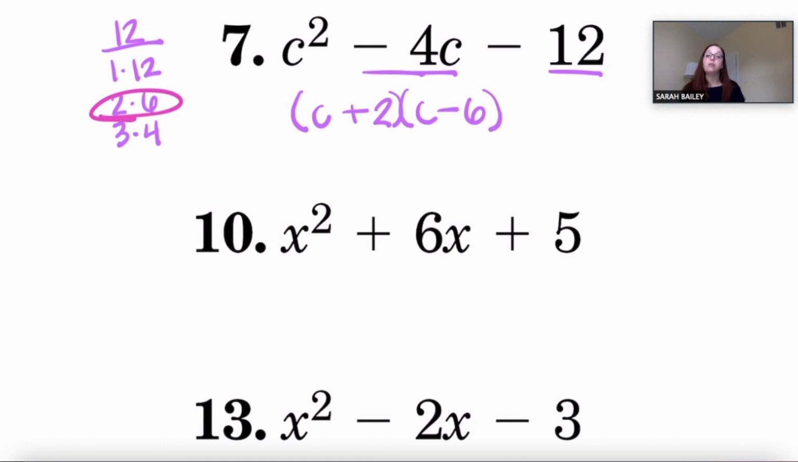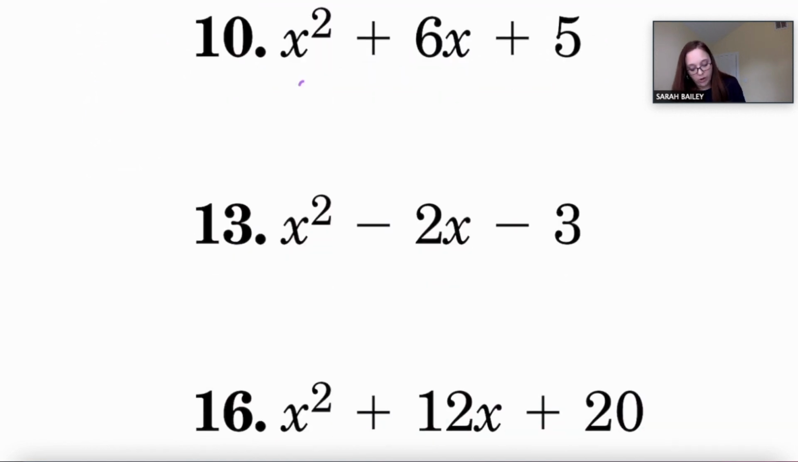So it would be C plus 2 times C minus 6. If you had written minus 6 first and then the plus 2, would that make a difference? No. But that negative sign has to be with the 6 or the minus, and the positive sign or plus sign has to be with the 2. So that is what C squared minus 4C minus 12 would factor into: the quantity C minus 6 times the quantity C plus 2.